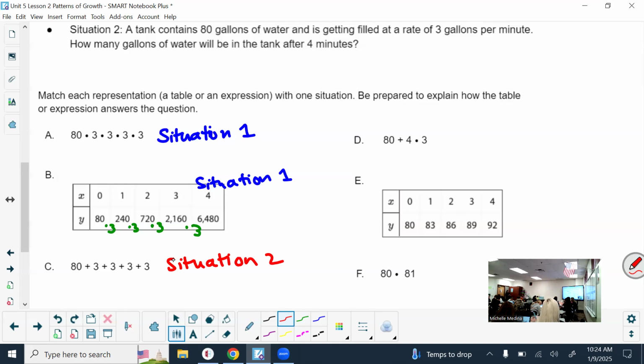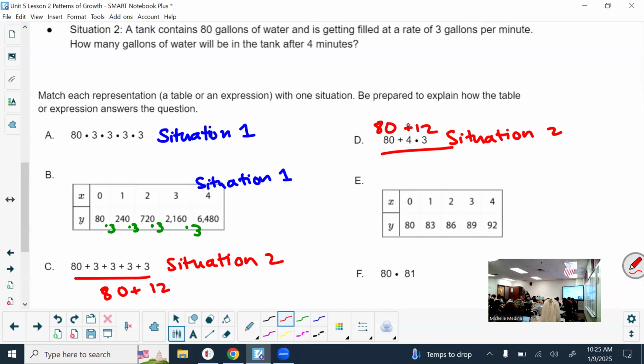All right, now D, the one that says 80 plus 4 times 3, which one does that best go with? Fingers. Okay, so out of all of them so far, I'm seeing the most variation with this one. The correct answer for it is situation 2. Because these two expressions are equivalent to each other. If I were to start simplifying, these both basically become 80 plus 12. Because 4 times 3 is 12, right?